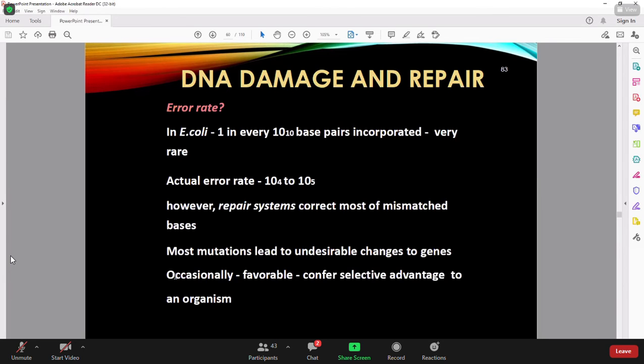Okay, for DNA damage and repair, we know that DNA polymerase 1 can help to repair if there are any errors or mistakes. What is the error rate, the rate of mistakes in our genetic DNA? In E. coli, it is 1 in every 10^9 to 10^10 base pairs inherited. So you can say it's very rare.